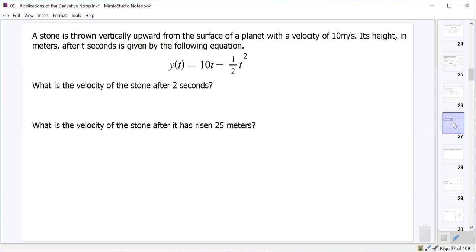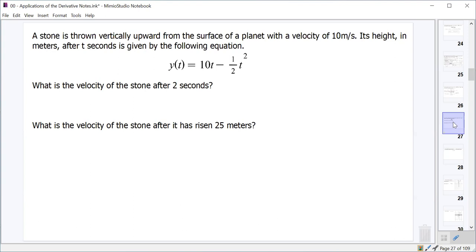For this one, we're throwing a stone vertically upward at a velocity of 10 meters per second. And we're given a function that represents its height after t seconds. The height is measured in meters. So our function is y of t equals 10t minus 1/2 t squared.